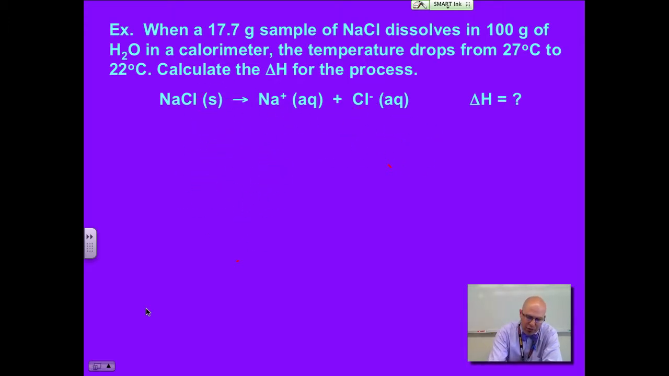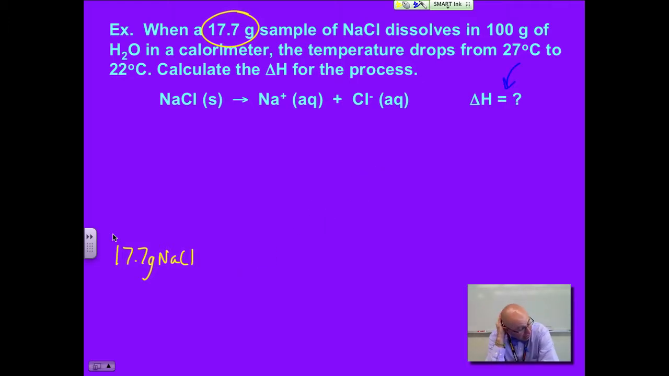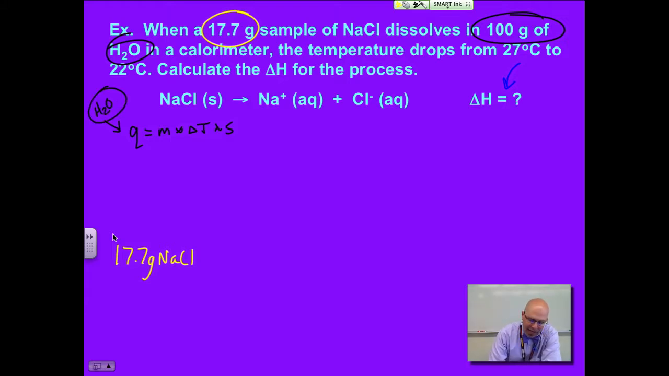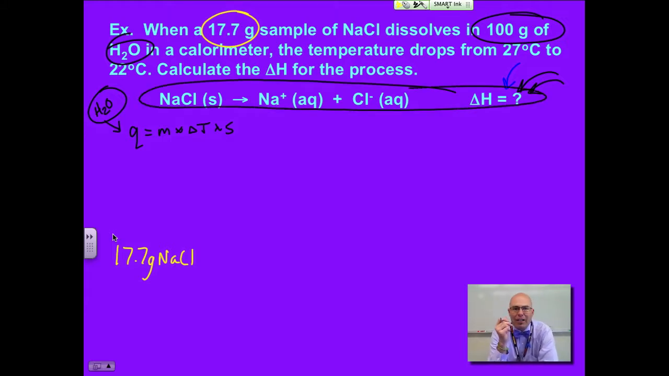Now, here's my equation. It'd be great if I could just take that 17.7 grams of salt, figure out how many moles, and then use the delta H that's given, but it's not given yet. So what we're going to do here is basically use the two steps that we've seen already. The Q value, which is the mass times the change in temperature times the specific heat. And since this is 100 grams of water, we're going to use the Q for water. That's going to give us the delta H for this equation right here. And once we have that equation and its delta H, then we can worry about the moles of the 17.7 grams.